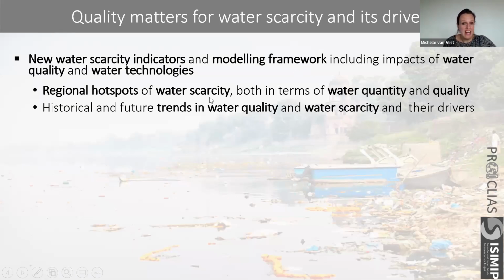So overall, to briefly summarize, water quality matters for water scarcity and its drivers. Therefore, we worked on developing new water scarcity indicators and also a globally applicable framework of water scarcity, including water quality impacts and also water technologies. This was used to identify regional hotspots of water scarcity, both in terms of water quantity and water quality. Also to identify historical and future trends in water quality and water scarcity, and also their main drivers.